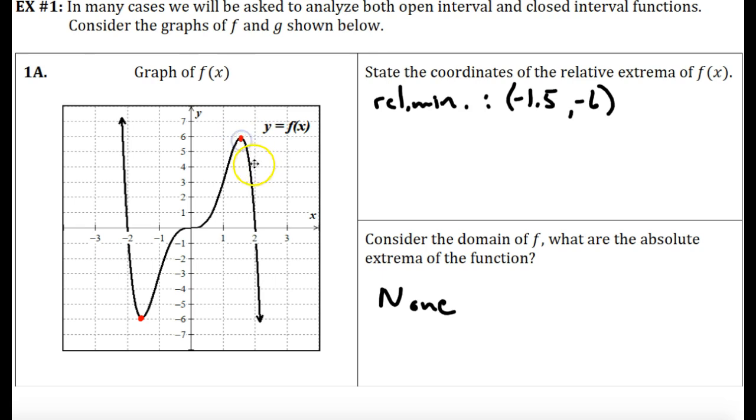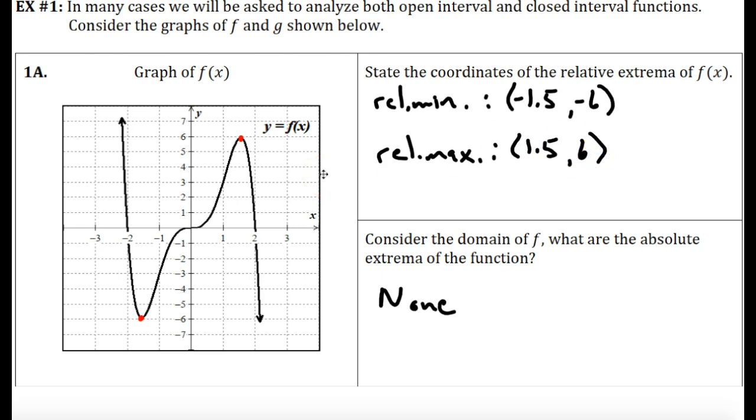I can then say the same thing about this point over here. This would be a relative maximum value because that's the highest point I reach anywhere near there. Okay, it's not my absolute max because this part of the function keeps going up, but it's a relative maximum value. So I can say this relative max occurs at about 1.56.